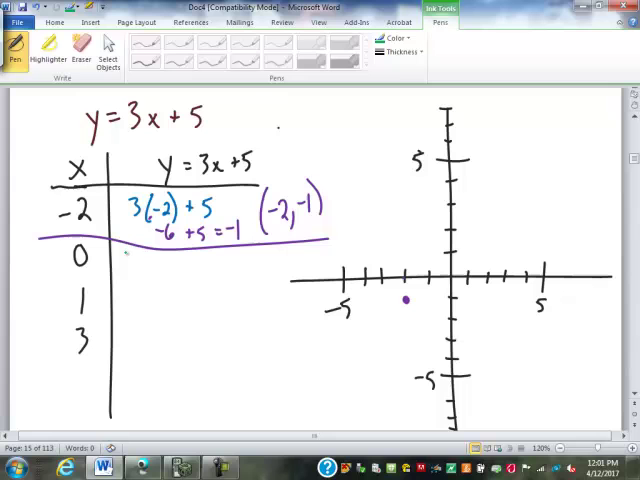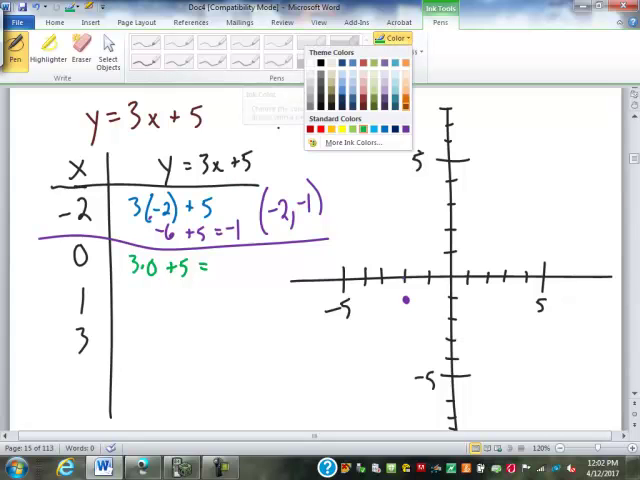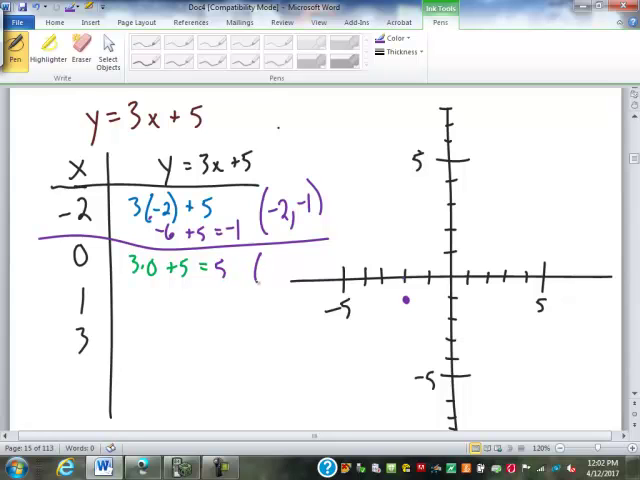So next, if x is 0, y is 3x, so 3 times 0 plus 5. This one's an easy one. What's 3 times 0 plus 5? 5. So when x is 0, y is 5. So x is 0 right here, y is 5 is right there. X is 1, so y is 3 times x, so it's 3 times 1 plus 5. 3 times 1 is 3, plus 5, 8. So we have the ordered pair 1, 8. So 1 for x up to 8 for y.